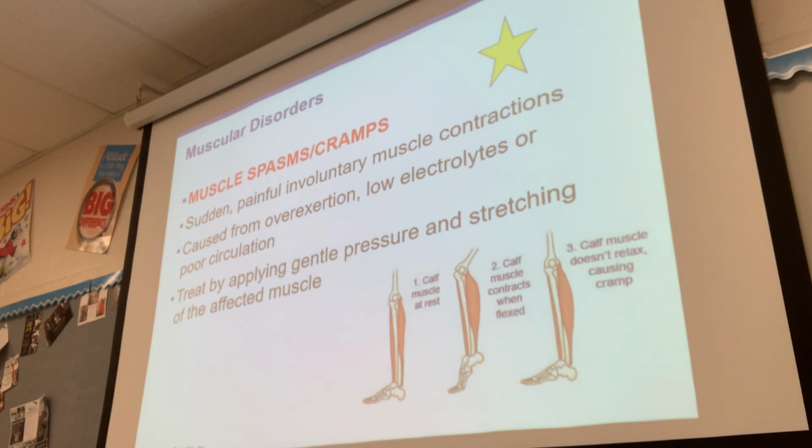All right, this is also in Google Classroom. Muscle spasms or cramps. Sudden, painful, involuntary muscle contractions. We have all had these, and they are not pleasant.